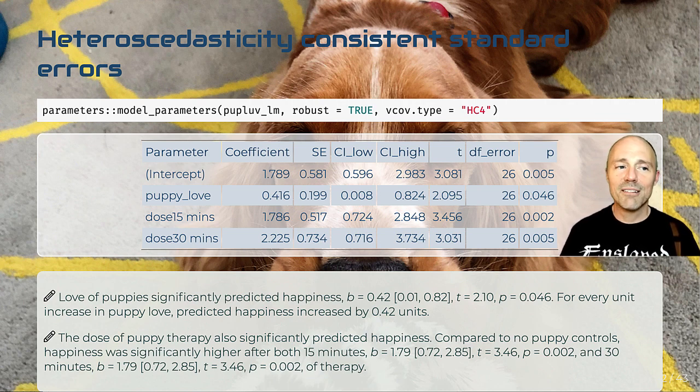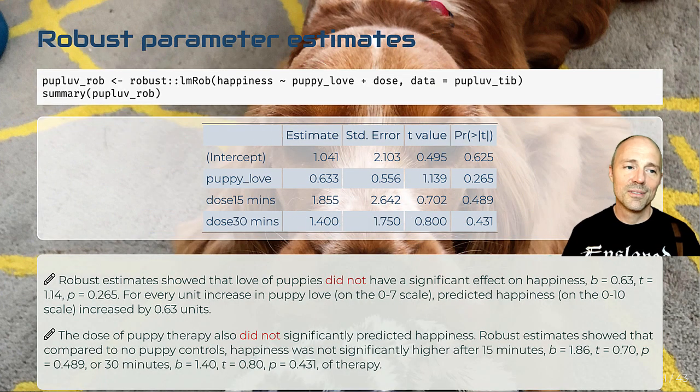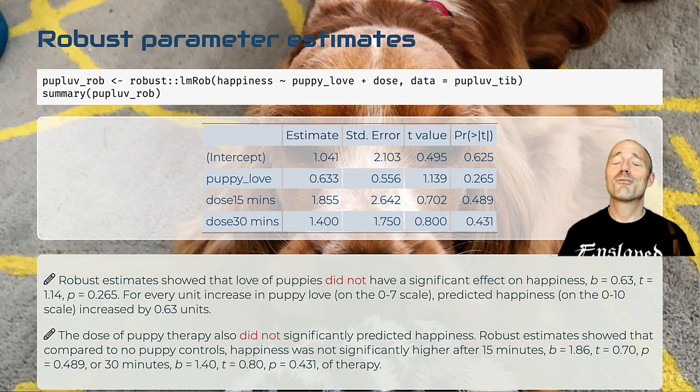The data are really, really messy, and in this situation, with a very small sample size, I would be inclined to believe this model here, the one that robustly estimates the parameters. I would personally go with this.